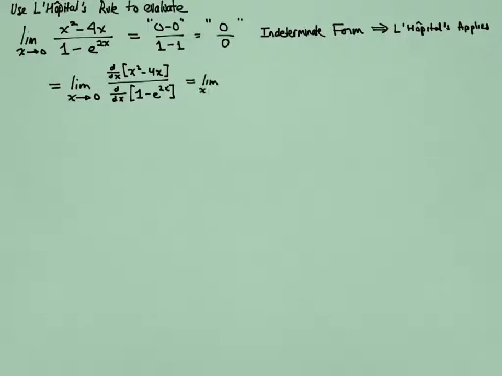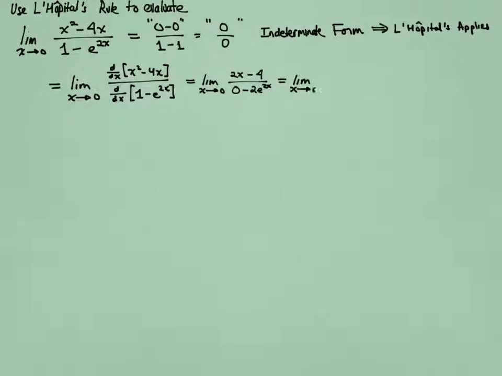So carrying out the derivative here, I'll do the denominator first. The derivative of minus e to the 2x gives me minus 2e to the 2x. Don't forget the chain rule when you take the derivative. And in the numerator, we just have a polynomial, and the derivative of x squared is 2x, and then minus 4 is the derivative of minus 4x. We now have a new expression.